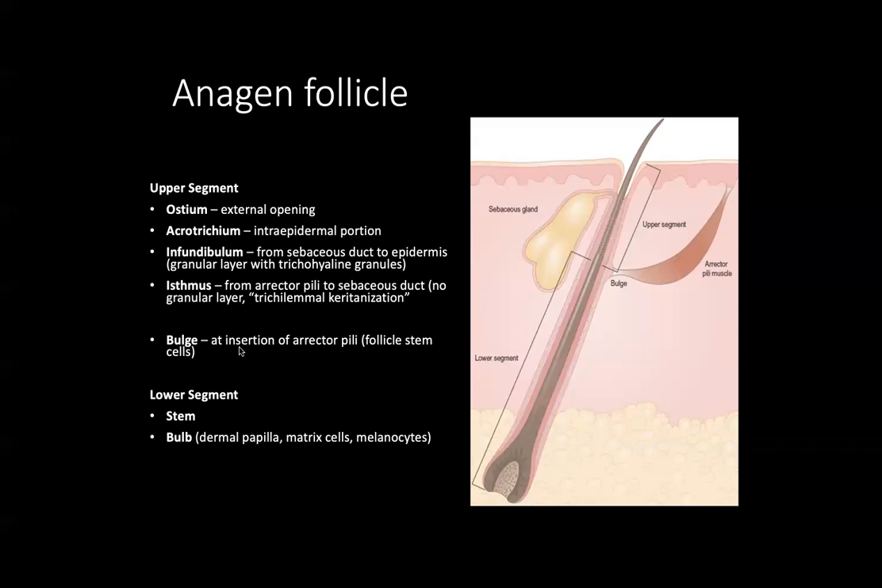The bulge, as I said, is at the insertion of the erector pili muscle. And that's where you have the follicle stem cells. So in conditions such as lichen planopilaris, which is a scarring alopecia, you have lymphocytes that basically attack this area here, the isthmus of the hair follicle. But what happens is you actually lose your hair follicles over time. It's destroying the hair follicle stem cells, and you lose the whole hair follicle and you get this perifollicular fibrosis. And so that's how lichen planopilaris becomes a scarring alopecia.